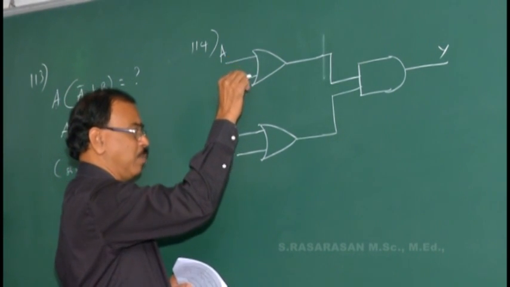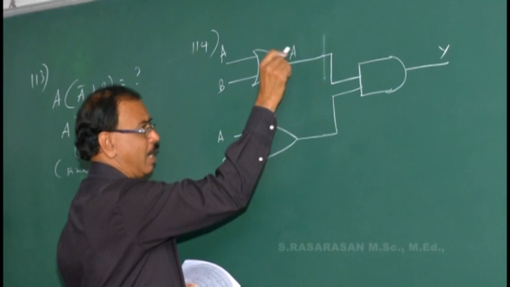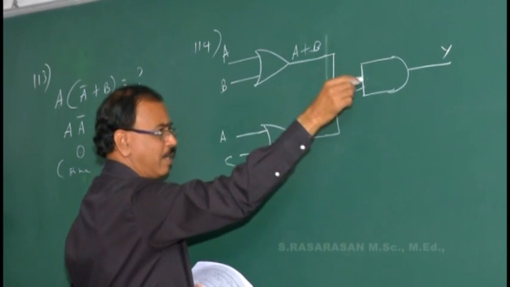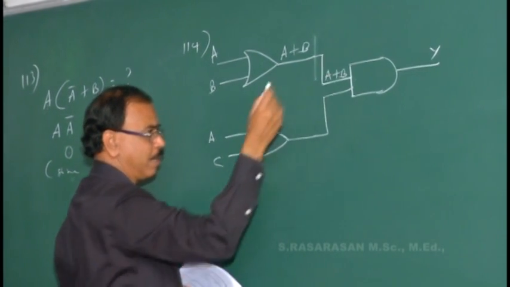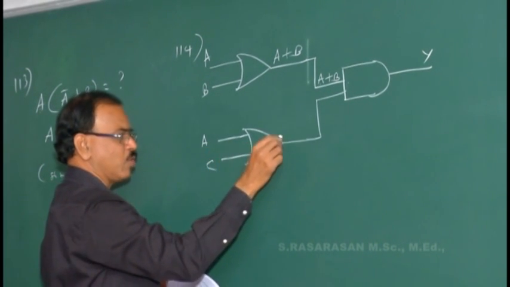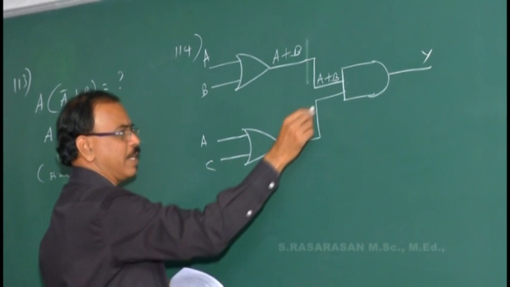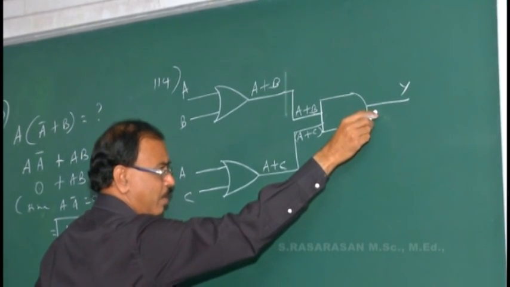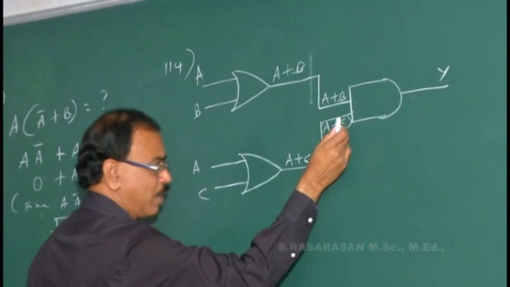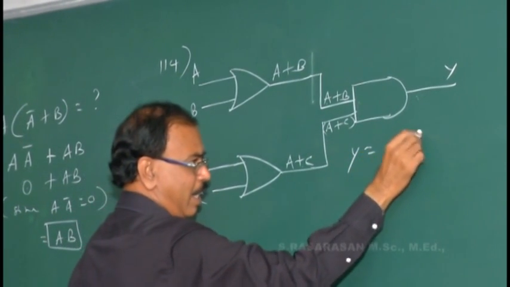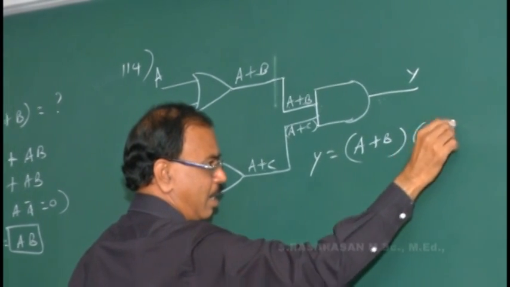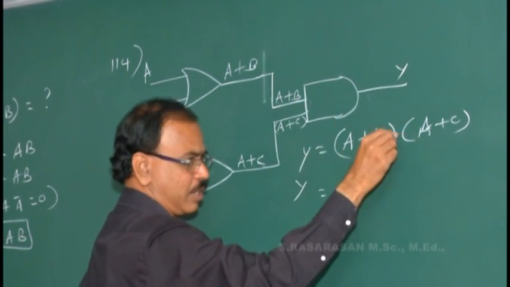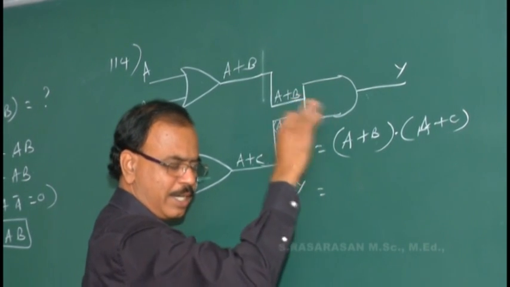Say this one A is the input, B is the input, what is the output? A or B. That is given as an input of this AND gate. Output of this OR is given as an input for the AND gate. So A or B. And for this OR gate, A and C, so its output is A or C. This A or C output is given as the input for the AND gate. What is the output? AND function, this and this one. So Y is simply A or B and A or C.